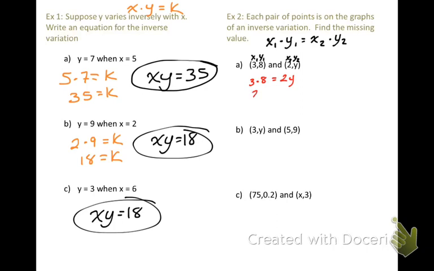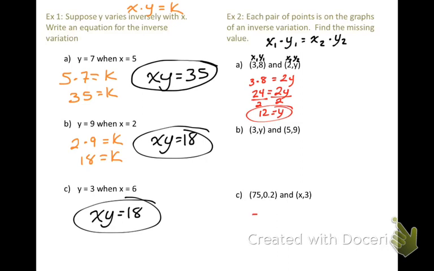3 times 8 is 24 equals 2y. Divide by 2, divide by 2. That's a 2. Y equals 12. And there's your answer. And that's how you would do this math. I'll have you do B, but let's try C together. This one has decimals.